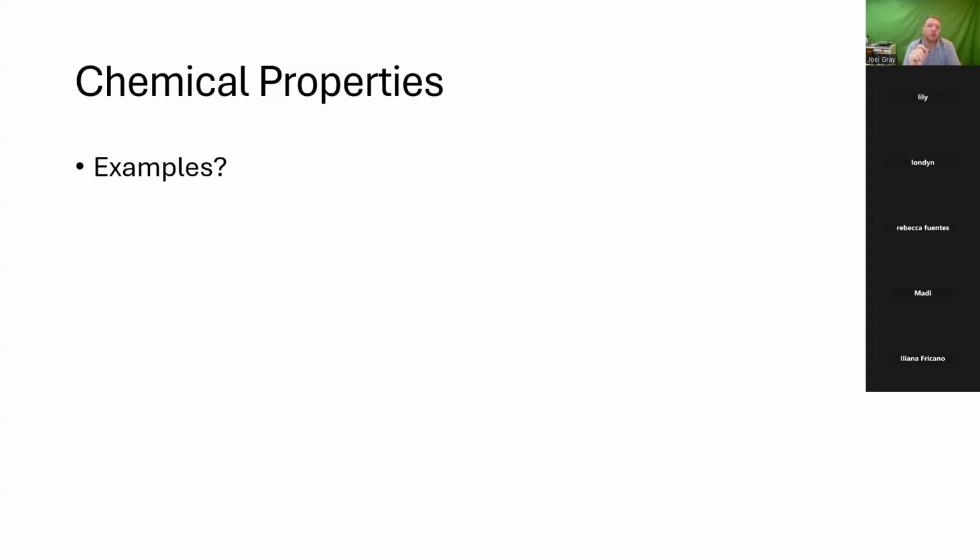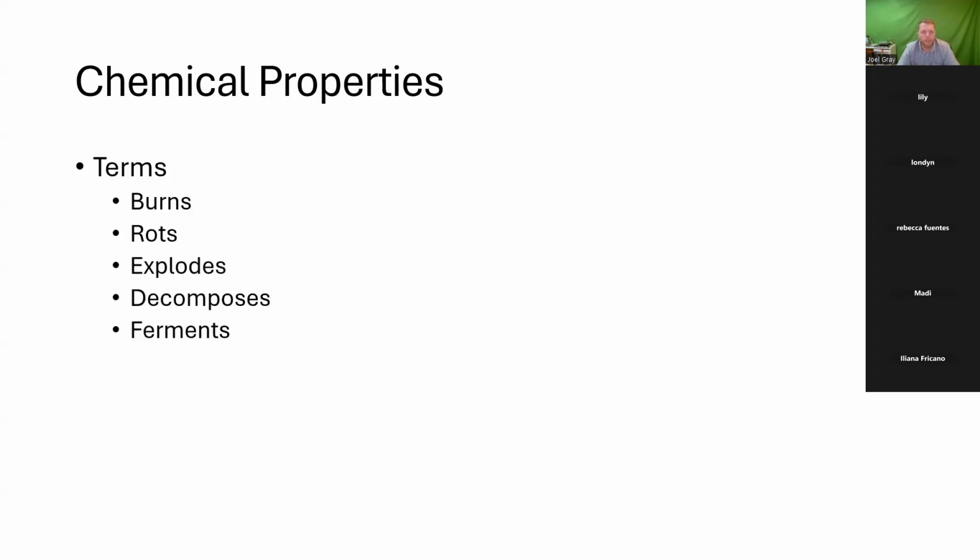Now, these are all terms that I want you to think about with respect to whether a chemical change has taken place or will take place. If something burns, rots, explodes, decomposes, or ferments, then you should think, okay, a chemical change has taken place. Some of these are easier to wrap your mind around than others. And the important thing is that when a chemical change has taken place, the starting substance is different than the end substance.